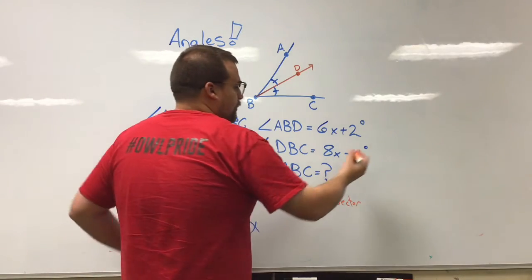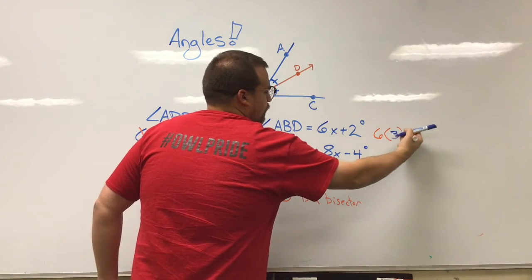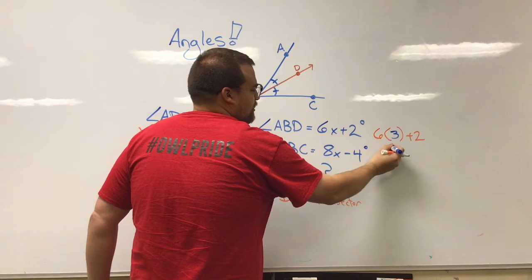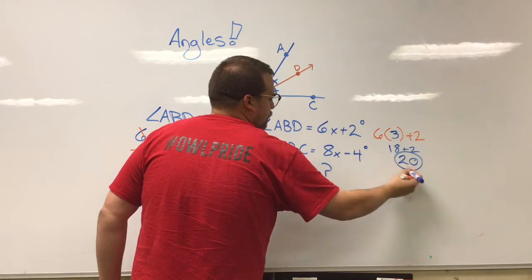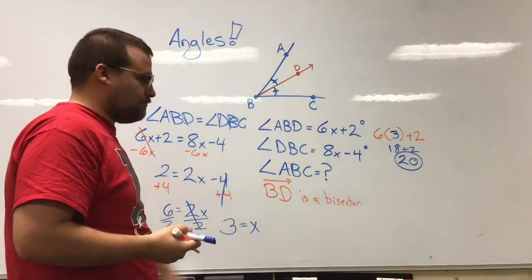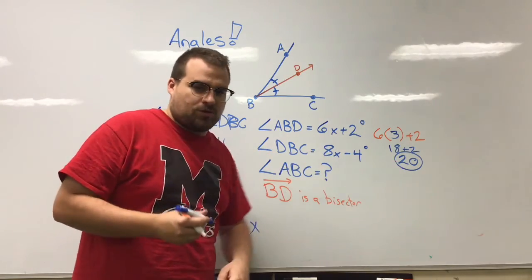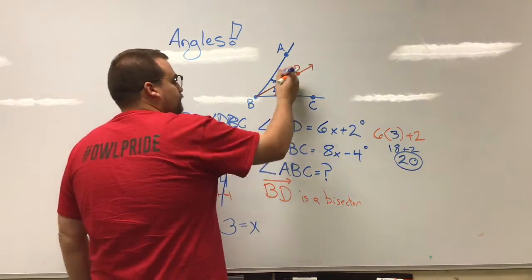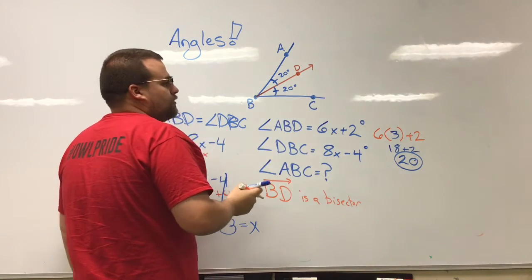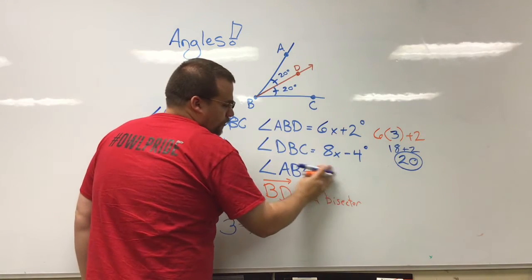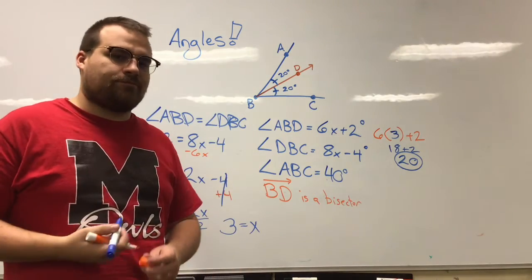Let's plug in 3. So 6 times 3 plus 2. Well, 6 times 3 is 18, and 18 plus 2 gets us 20. Now, if we did it here, we should get the same thing. 8 times 3 is 24. 24 minus 4 also gets us 20. So we know ABD is 20 degrees, DBC is 20 degrees. So together, they form an angle that is 40 degrees.